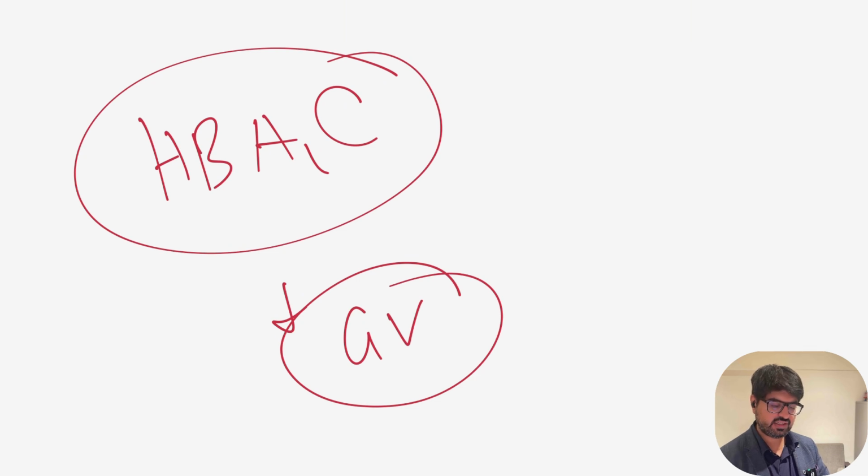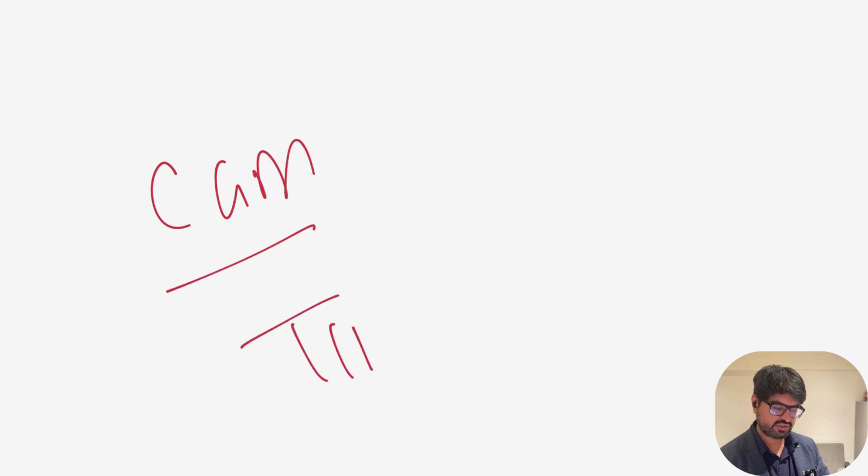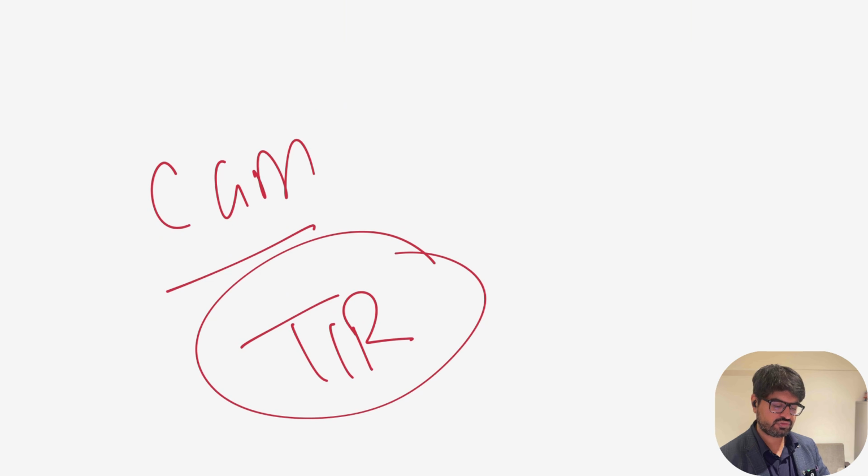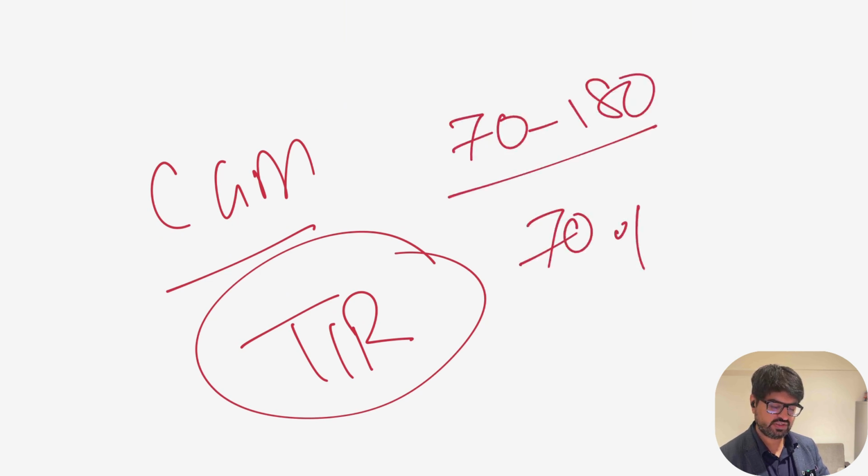What is glycemic variability? It is fluctuation of blood sugar. How do you measure glycemic variability? The best way is to use CGM. And what you need to measure is time in range. Time in range is blood glucose between 70 to 180, and if 70% of blood glucose is within this range, you are doing well in terms of glycemic variability.